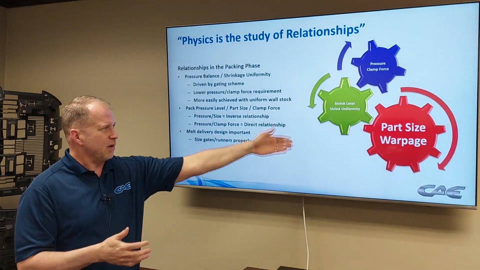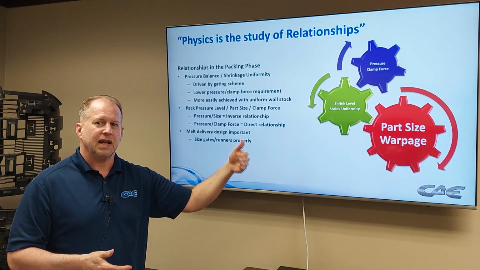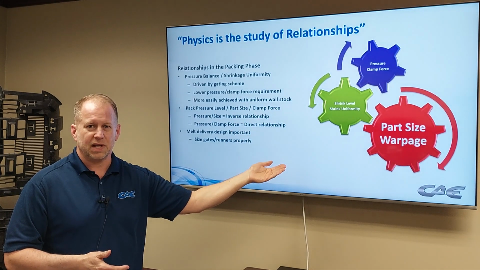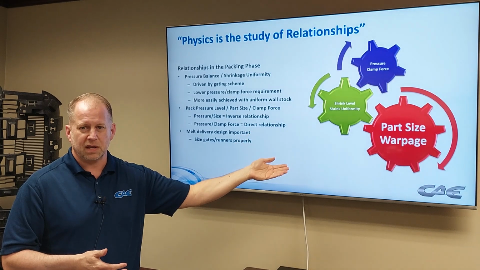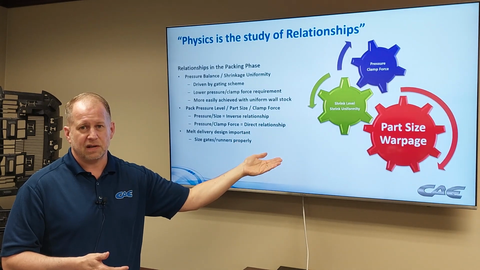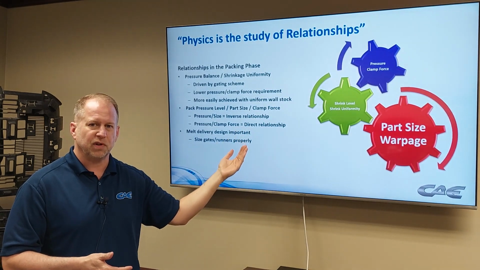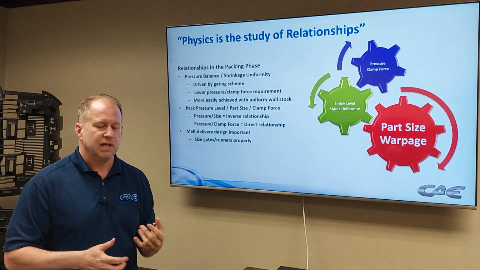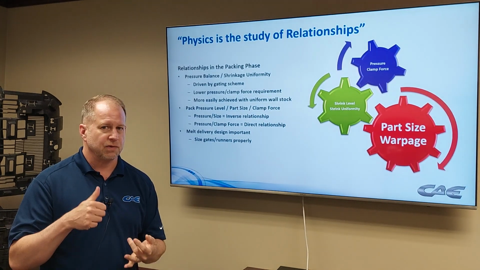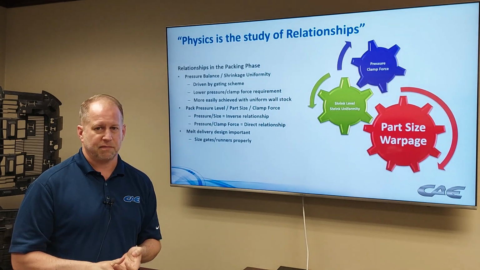So you can see how all these things are interrelated, and if you're guessing at what those relationships are when you're making your molds, you can often end up with the wrong result. So that's why we use mold flow analysis to flesh all that out, get more uniform shrinkage at the right packing pressure level and the right clamp force.